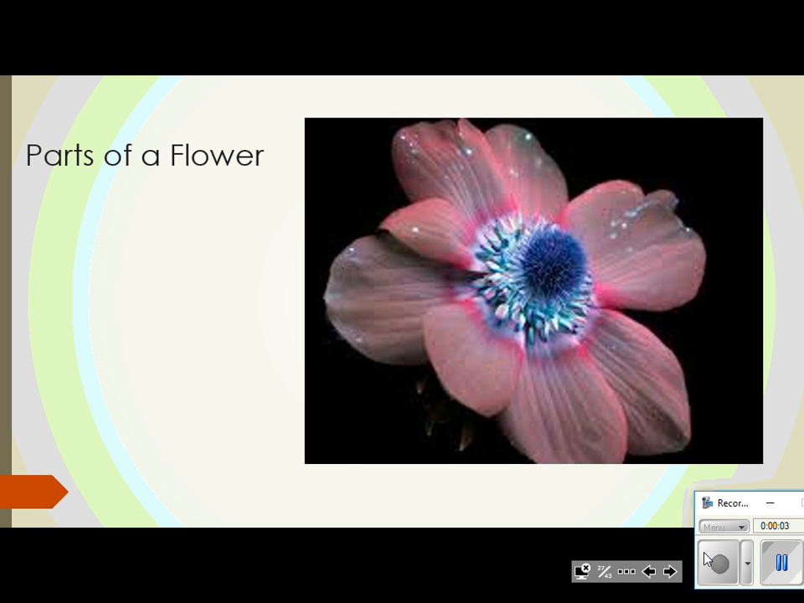Last Friday, we discussed the first type of our vascular plants, the gymnosperm. Today, we are going to talk about the second type, which is the angiosperms. Now, with the angiosperm, they are flowering plants.